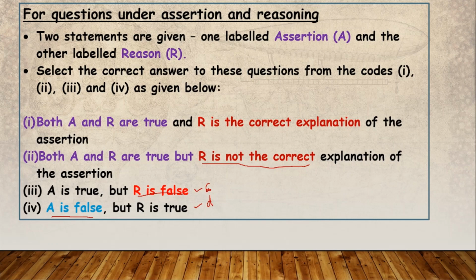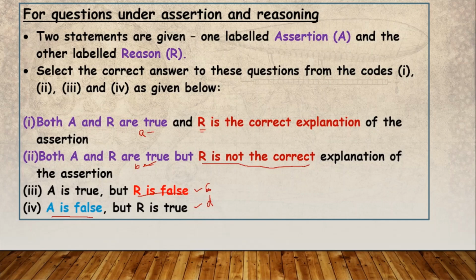But if both are true, you have to go for any one of options A and B. When will you go for A? When both the statements are true and the reason gives a correct explanation to the assertion, you go for option A. If the reason has no connect, it is not explaining the assertion, in some other way reason is true and assertion is true, you go for option B. This is the method of solving the assertion and reasoning question.